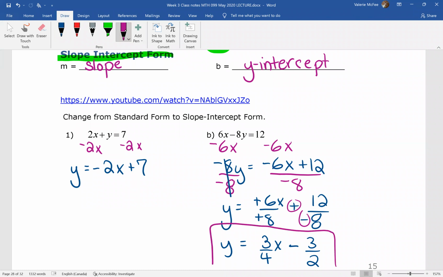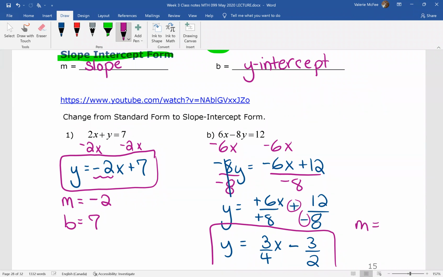Y equals mx plus b. What is m in this first equation? Yeah, it's that number that multiplies x, negative 2. And b? Positive 7. What about in the second equation here? What is m? The number that multiplies x. And b? Negative 3 over 2. Good.